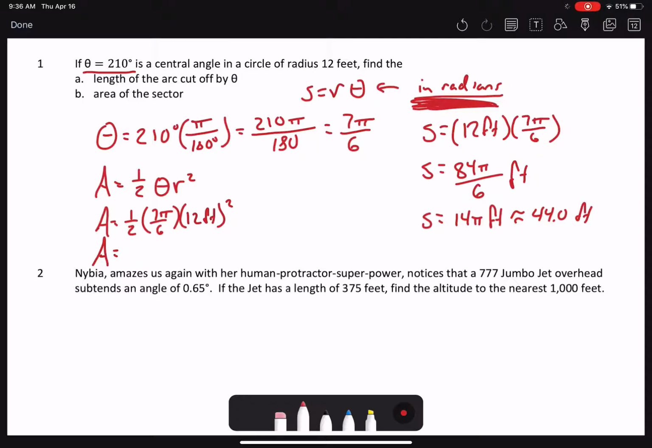Grab my calculator, and that says it's 1,008 pi all over 12 feet squared. And then you divide 1,008 by 12, you get 84. So I got 84 pi feet squared, which is approximately 264 square feet. All right, next problem.